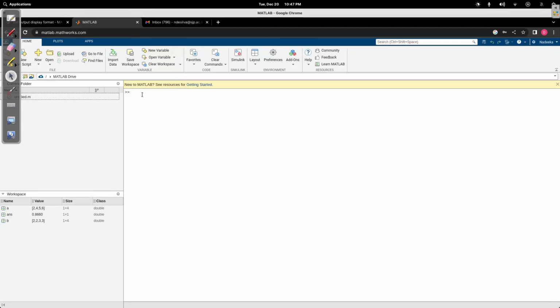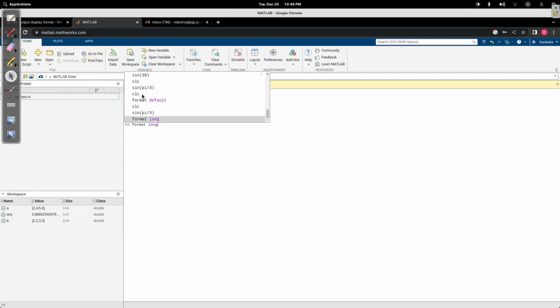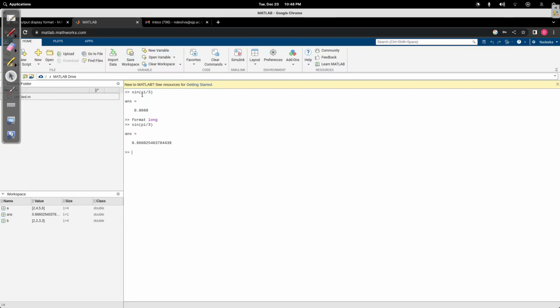Recall that sine gives the radians values. Okay, so if we use pi over 3, we will get 0.8660. Okay, and here it shows up to 4 decimal places. We can use the format function to change this. Okay, for example, if I do format long, this will show more decimal places.